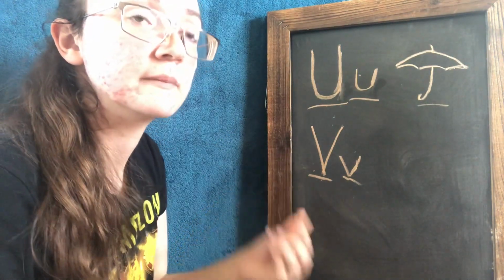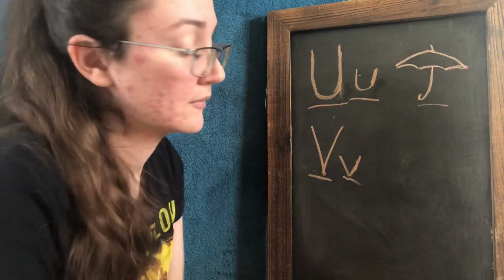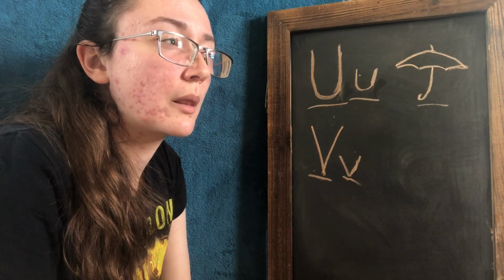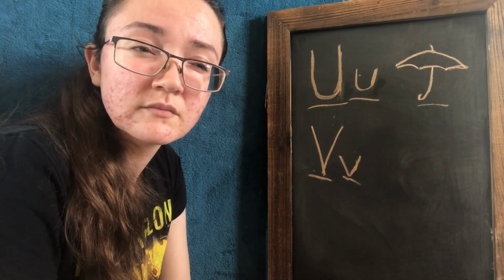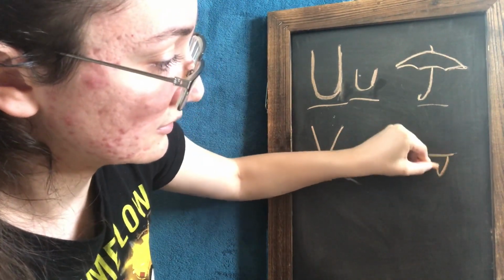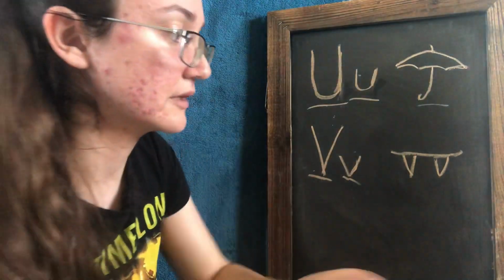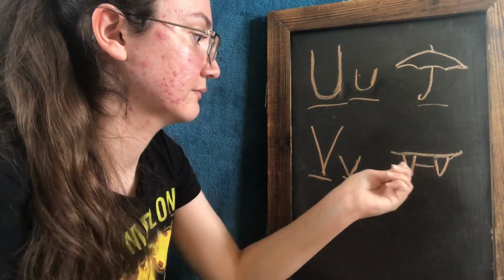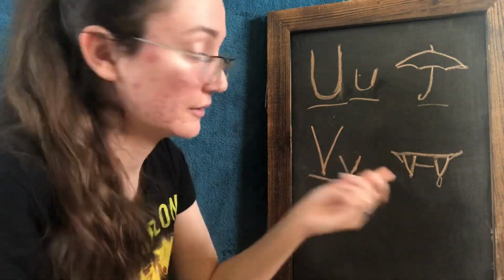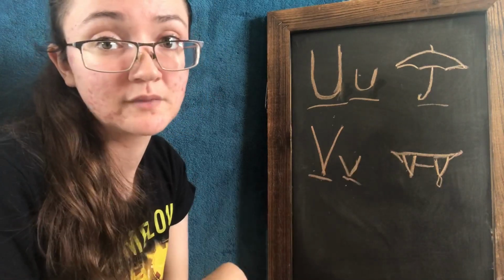Okay, so V. What starts with V? A viper. That's another snake. I'm not drawing you another snake. Venom, also from a snake, starts with V. What else starts with a V? Vampire. Vampire starts with a V. So we're just gonna draw a little mouth with two fangs. This is supposed to represent a vampire. Okay. Vampire mouth. Bloody. The teeth look like V's. This is a V. V. Vampire.